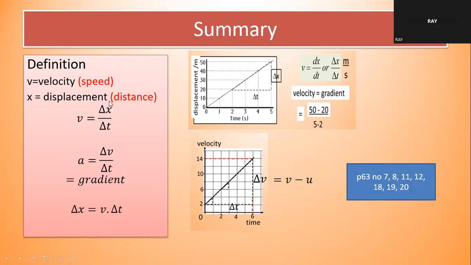So if we go to the first formula and cross multiply, then our delta x equals V times delta t. So the VT graph is the velocity against time graph. The area under the graph is a change in displacement. Okay, so afterwards, when you have a break, while you're waiting for 15 minutes, you can try this question.